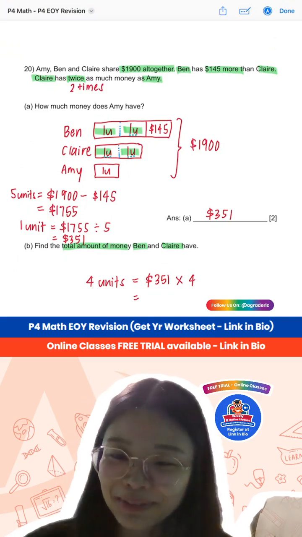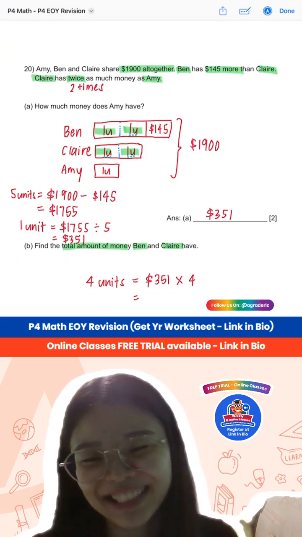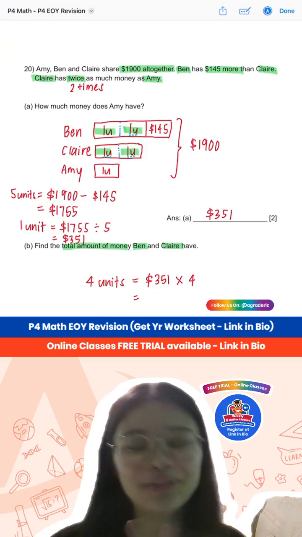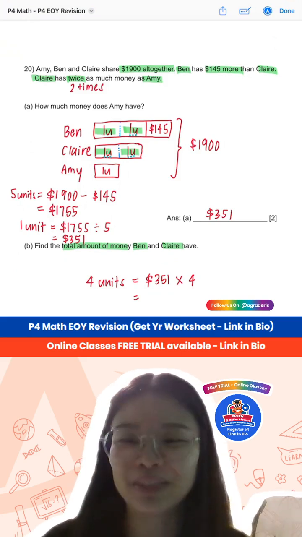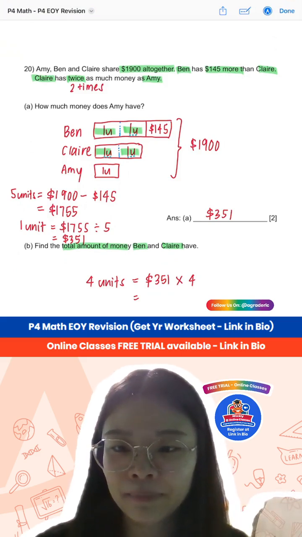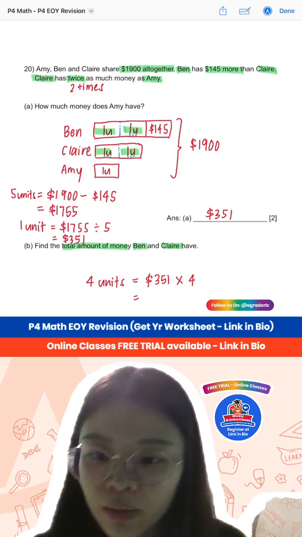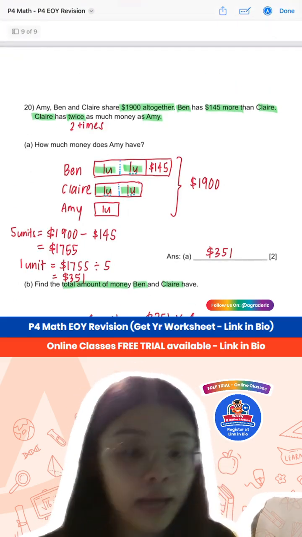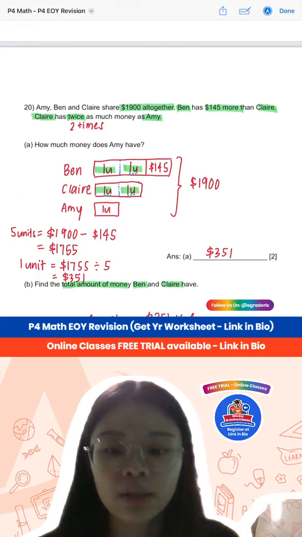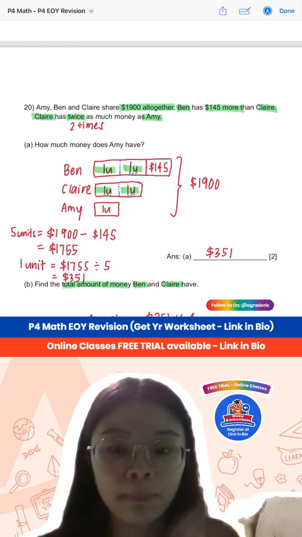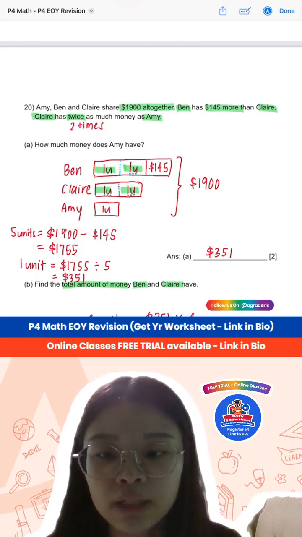4 times 351 gives 1,404 units in total. We don't need to find the units for the $145, since we already know it is 145. Why 4? Because Ben and Claire, you can see from part A, there are 4 units, the ones that I highlighted in green. So that's why we find 4 units first. The question is looking for Ben and Claire.